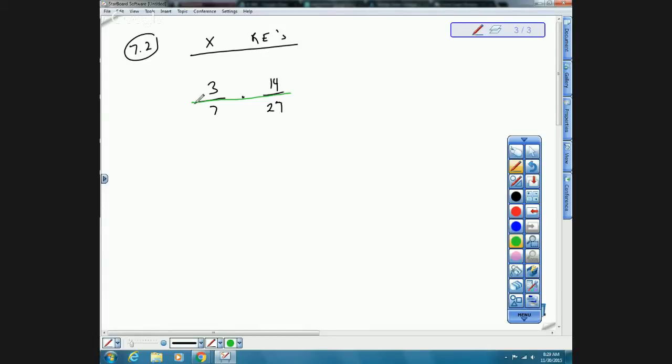The easiest way really is once you think about multiplying straight across, these two numbers are both on top and these are on the bottom. So you can go ahead and kind of simplify from here. If I divide this by 7, I get 2. Divide this by 7, I get 1. If I divide this by 3, I get 1. Divide this by 3, I get 9. So just 1 times 2 is 2. 1 times 9 is 9.